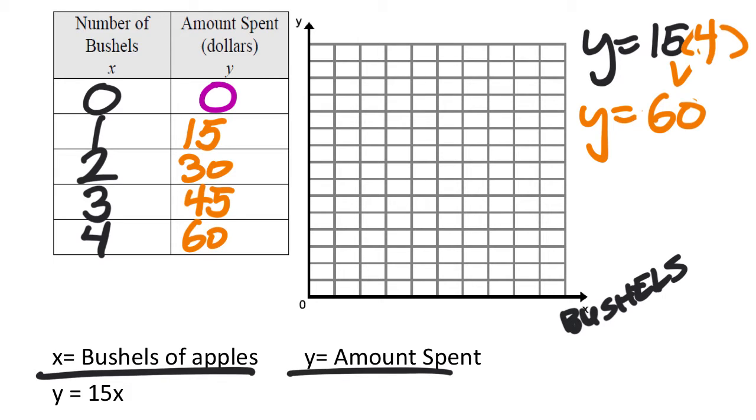And then the y-axis is amount spent, so I'm just going to put a money symbol there. That's how much it will cost. So that labels the axis, but we still need a scale on the axis. And we should really start with 0 for both axes, but I'm going to start with the x-axis. And since in the table I just went up by 1 bushel for each of the rows, I'm going to make each of these lines go up by 1 bushel.